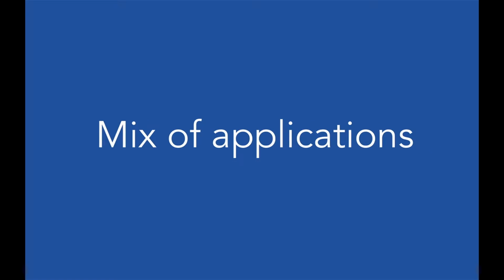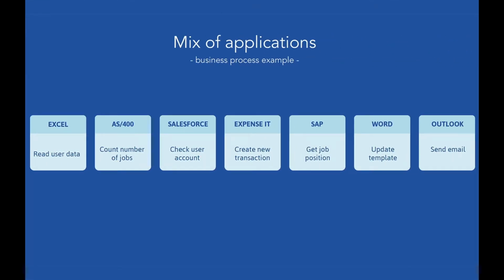To give you a better understanding of what RPA is and what it does, we have automated a process which involves a mix of applications. In this example, the robot will take as input an Excel file, which contains the code, name, email address, and SAP number for various people.